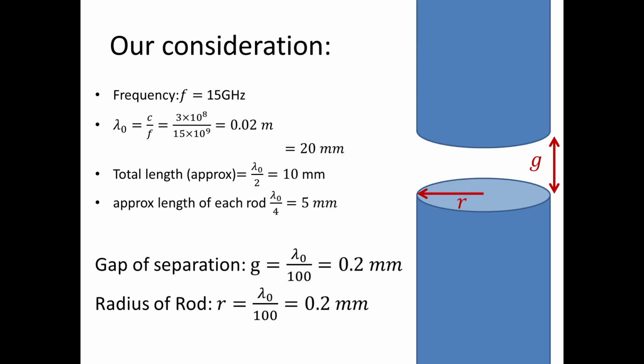Now our design consideration, again taking the frequency as 15 gigahertz and its corresponding wavelength as 20 millimeters. The gap of separation of the two metallic rods, we would assign as 1/100th of the wavelength. In this case, it is going to be 0.2 millimeters, and the radius of the rod also will be taken as approximately lambda naught by 100. You can take whatever realistic value you wish, but for simulation purposes, we'll take it as 1/100th of the wavelength, which for 15 gigahertz is 0.2 millimeters of gap, and the radius also.